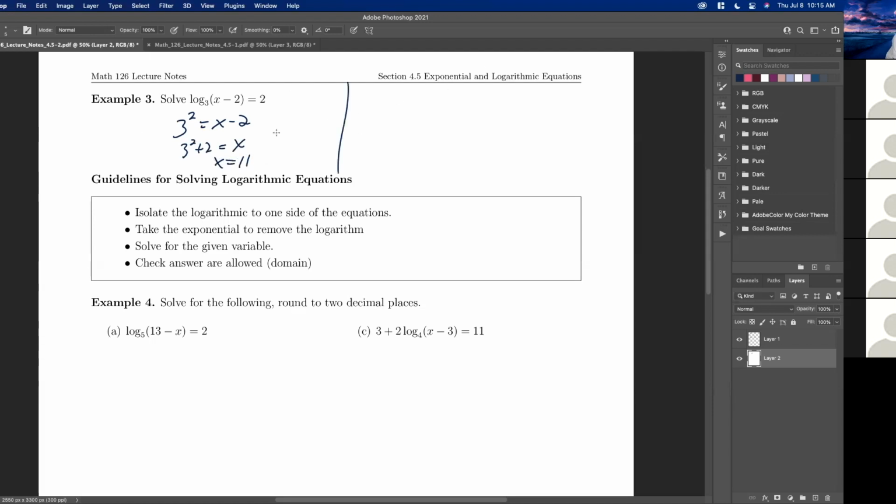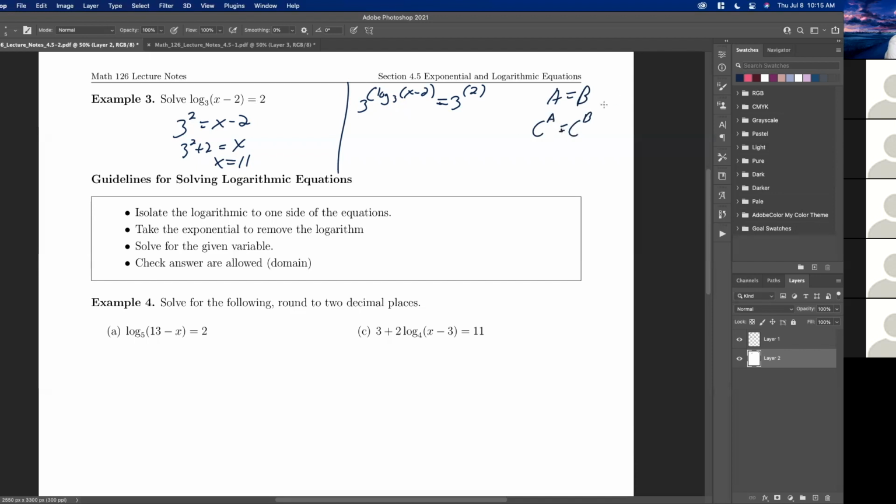Or what we can learn here is that we're allowed to exponentiate both sides. So I can take 3 and raise it to the power of log base 3 of x minus 2. And that's going to be equal to 3 to the 2. And so if log base 3 of x minus 2 is equal to 2, that means 3 raised to that power. For any a equals b, c raised to the a is equal to c raised to the b.